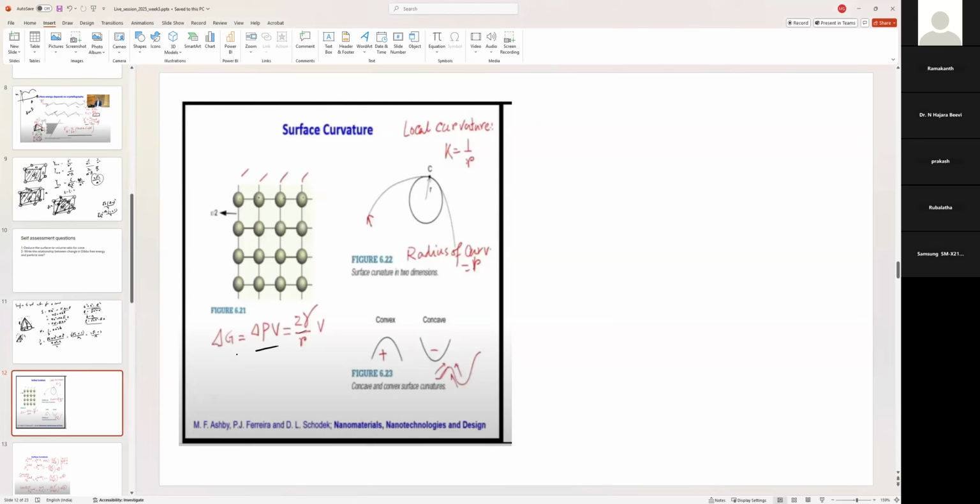We have one more definition, which is curvature, represented by kappa, which is just 1 over r. For convex surfaces, you take the radius as positive, and for concave, it would be negative. So for concave, you have a negative value of surface energy.